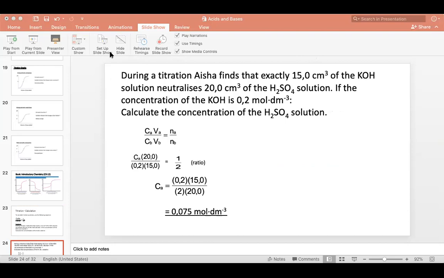During a reaction, we find that 15 centimeters cube of KOH. So we've got 15. Because both volumes are in centimeters cube, the centimeters cube will cancel out, so you don't have to convert, right? So let's write down what we've got. 15 centimeters cube of KOH is given, and 20 centimeters cube of H2SO4 is given.